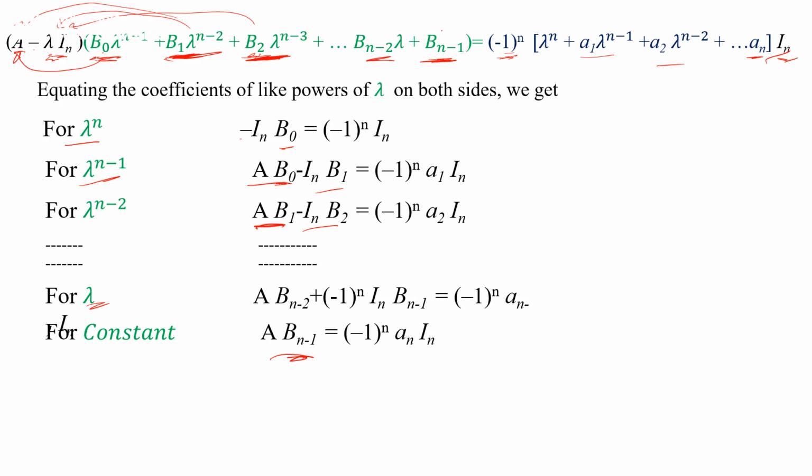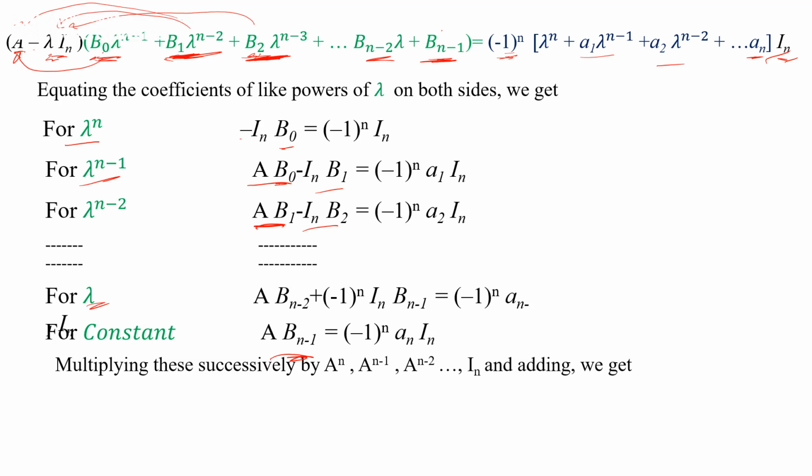Now those equations, those coefficients, we multiply these equations successively by A^n, A^(n-1), A^(n-2), and adding all the equations. This means multiply this by A^n on both sides, that multiply with A^(n-1), this one A^(n-2), and in a similar way that multiply with the constant I. Now when we add all these equations, left hand side and right hand side, what will happen, the left hand side becomes 0. How?